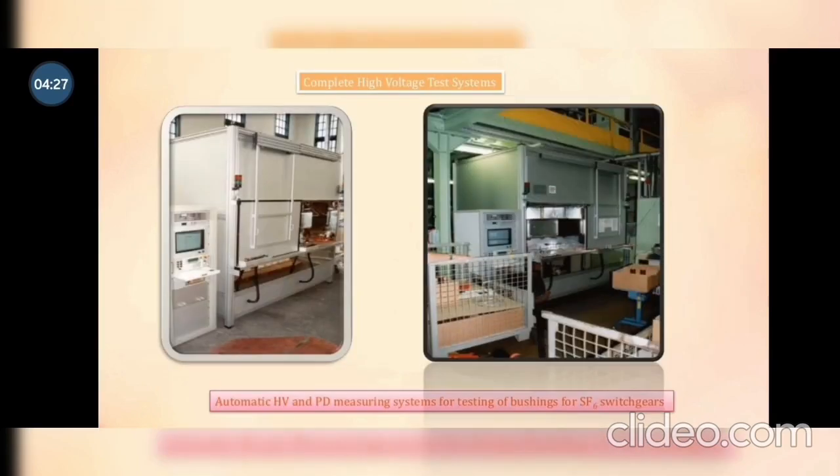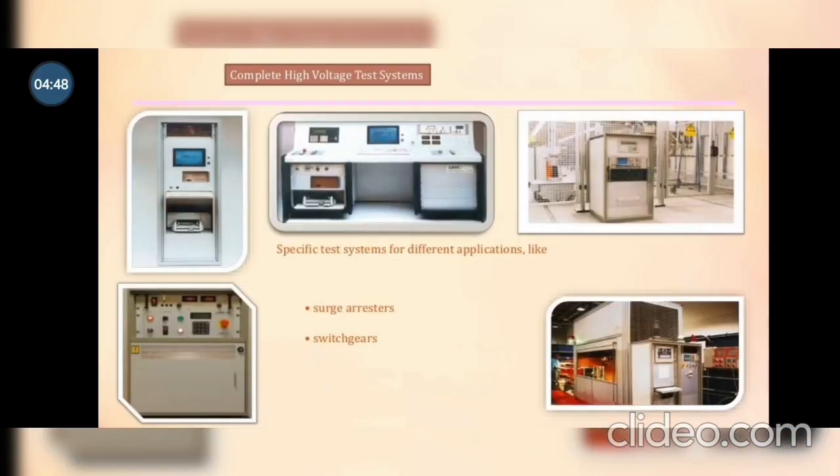Here we see the complete high voltage test systems. Here we see some pictures of automatic HV and PD measuring systems for testing of bushings of SF6 switchgear. Impulse testing systems are designed to generate impulse voltage that simulates lightning strikes and switching surges. Specified tests are for different applications like surge arrestors and switchgear. Here we see some pictures of the complete high voltage test systems.